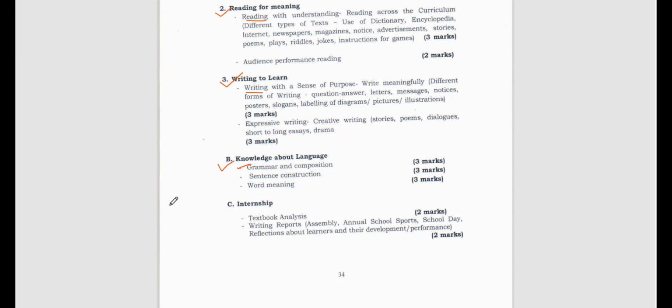Then word meaning: antonym, synonym, you have to know. Antonym means opposite. What is the antonym of good? The antonym of good is bad. What is the synonym of good? The synonym of good is something exactly the same as good. That means great, we can say, right? For example. So synonym and antonym you have to know very well. This is what word meaning means.